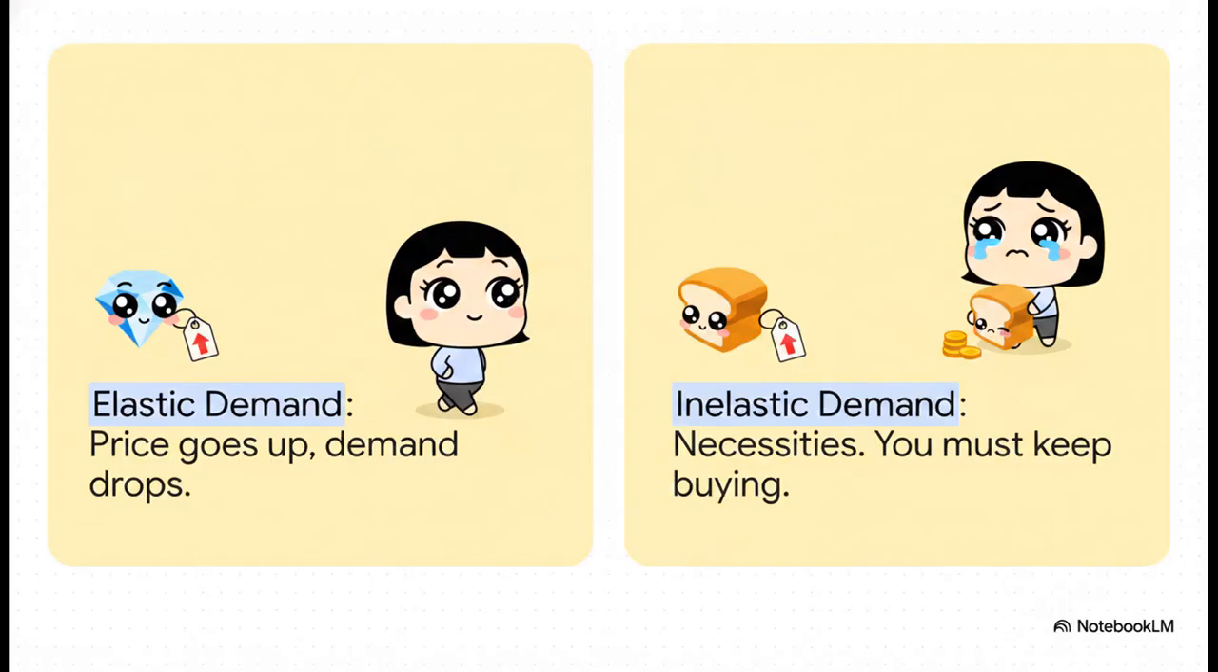It basically boils down to a stark and incredibly important contrast. If a good has elastic demand, it means you, the consumer, are highly responsive to price changes. Think luxury items or things with tons of close substitutes. Price goes up, you just walk away. But inelastic demand, that's the exact opposite. These are your absolute necessities, things with zero real substitutes. Even if the price skyrockets, you're basically forced to keep buying them.